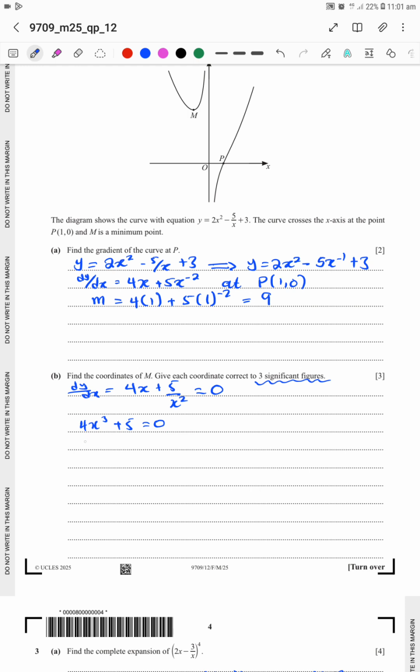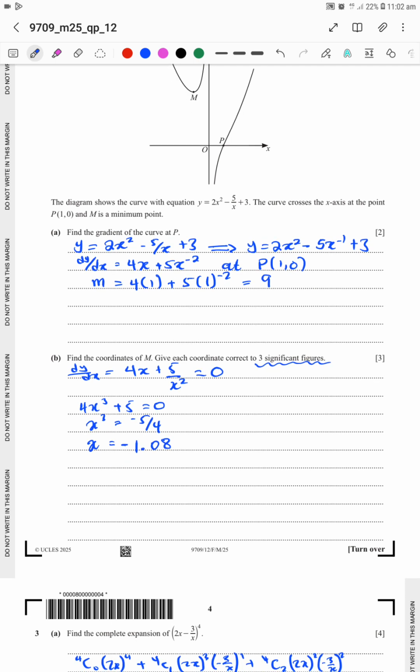This means that x cubed is equal to negative 5 over 4, and hence x is equal to the cube root of negative 5 over 4. Let me get it from my calculator. The cube root of negative 5 over 4 is equal to negative 1.077217 and so on. But since we are asked to write it to 3 significant figures, it's going to be negative 1.08, and that is 3 significant figures.